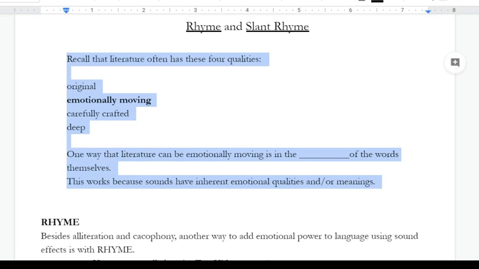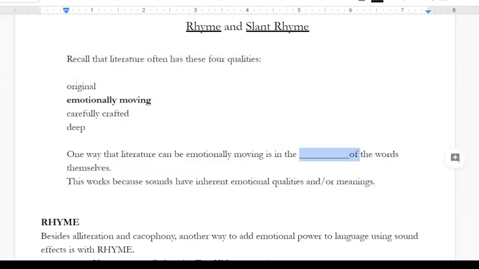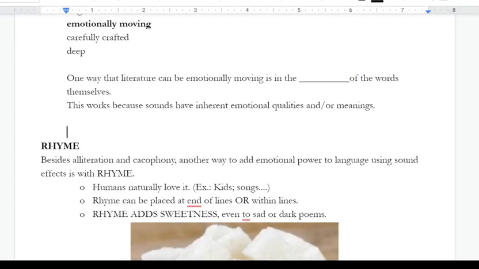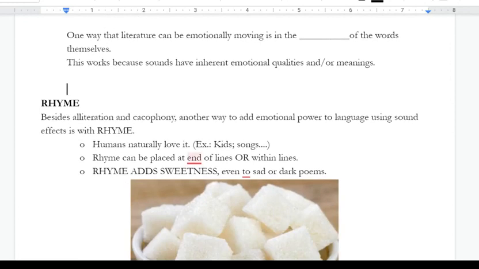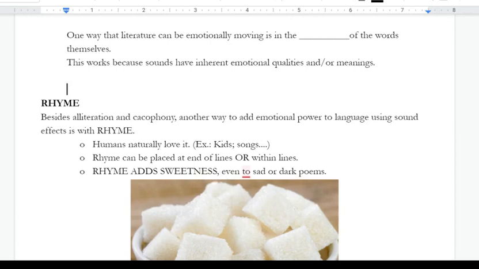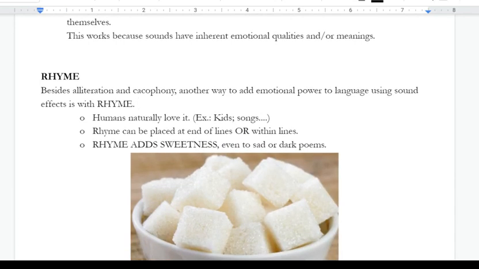They add emotion. And this blank that you see here is the same as the blank in the previous set of notes. One way that literature can be emotionally moving is in the sounds of the words themselves. So we're talking, as I said, about the sounds of the words. And the first thing I'm going to talk to you about here is rhyme. I think we all know what rhyme is. So rhyme is another way to add emotional power to language besides just alliteration and cacophony.